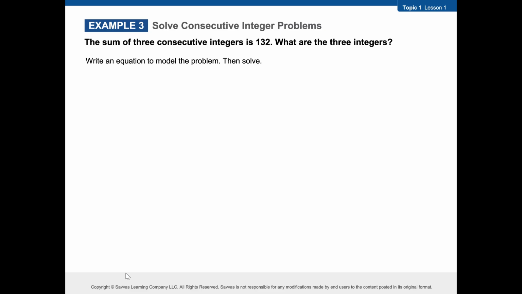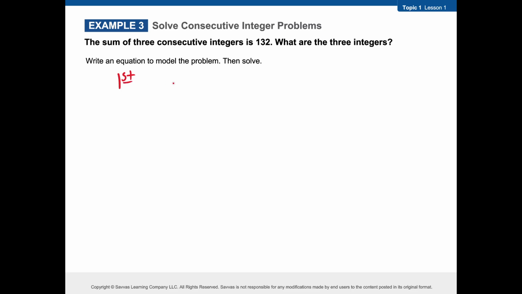All right, the sum of three consecutive integers is 132. What are the three integers? Consecutive means right after each other. So for example, 1, 2, 3; 7, 8, 9; 11, 12, 13. Write an equation to model the problem and then solve it.